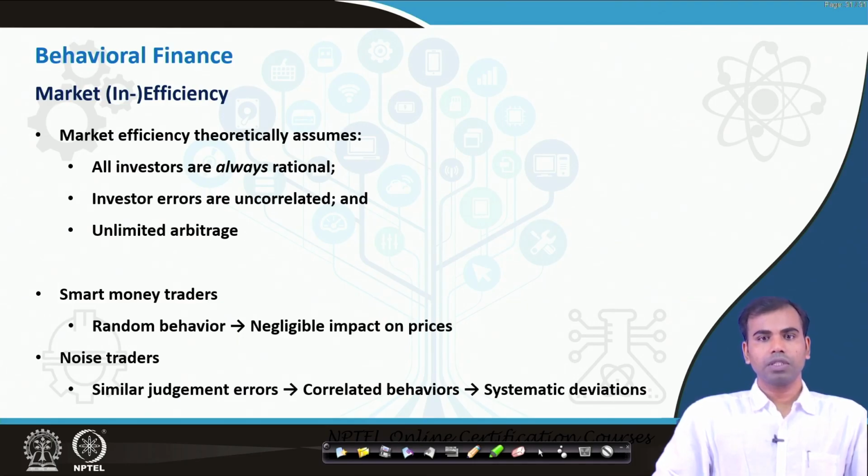When these two sets of investors interact, the markets show different characteristics. Smart money investors always rely on financial assets with fundamental valuation, whereas noise traders rely on news, information, biases, heuristics, rumors or anything that comes into their decision making process.